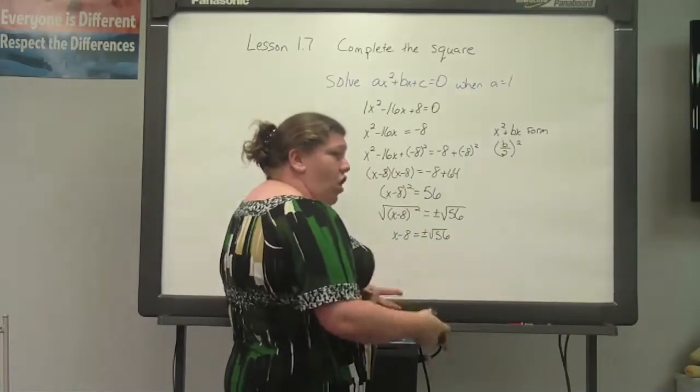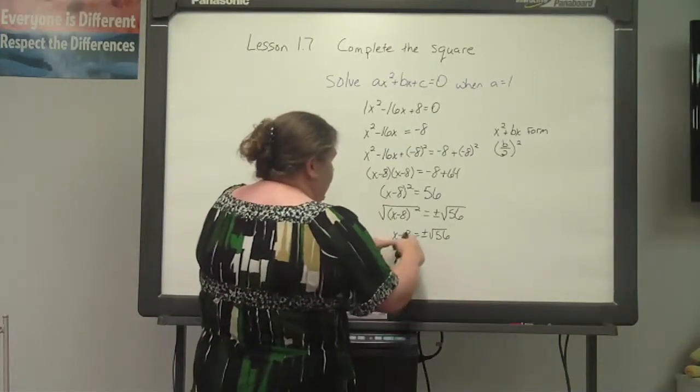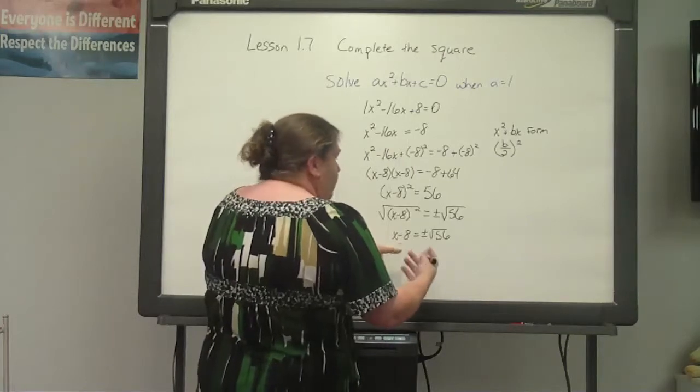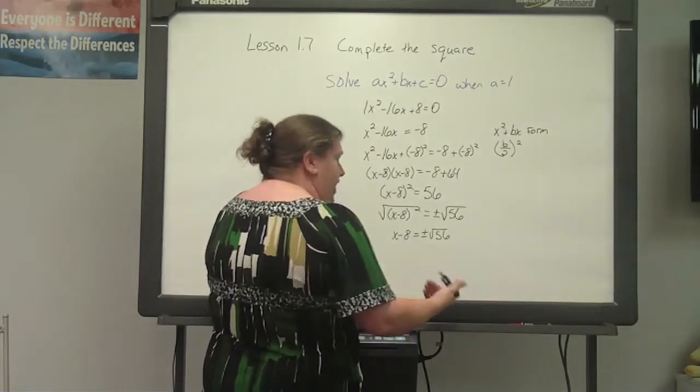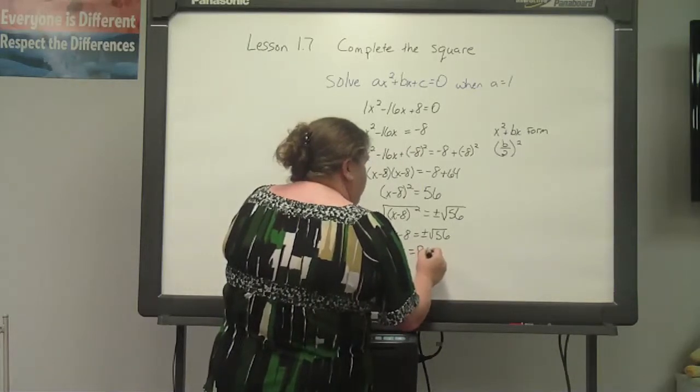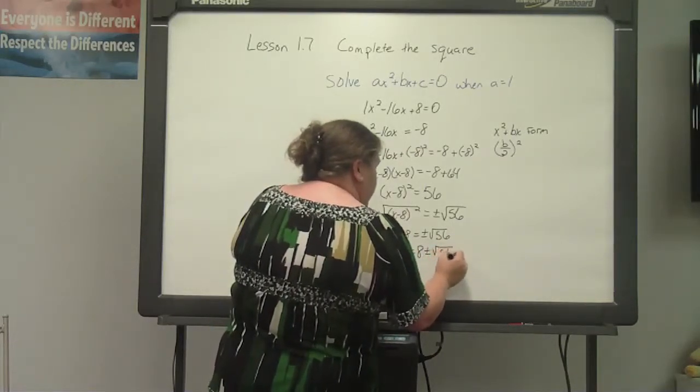But we want to solve for x, and so we need to move our negative 8 to the opposite side of the equal sign, which means we are going to change the operation. So x equals a positive 8 plus or minus the square root of 56.